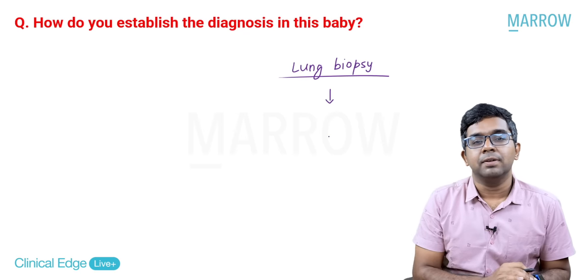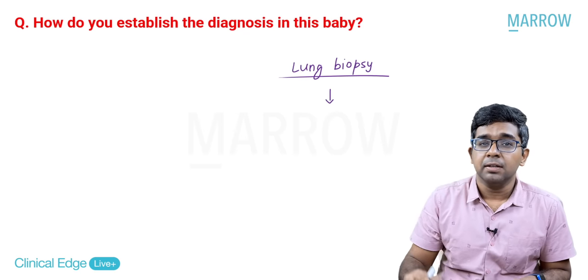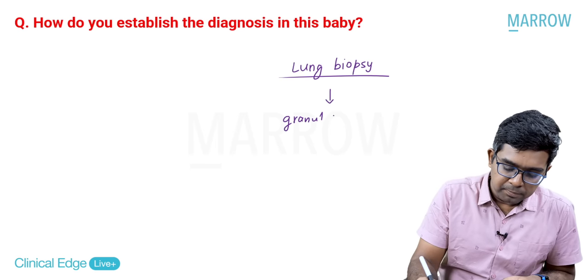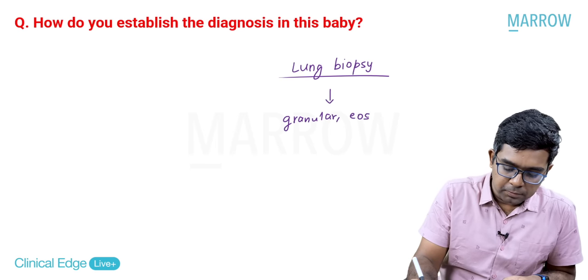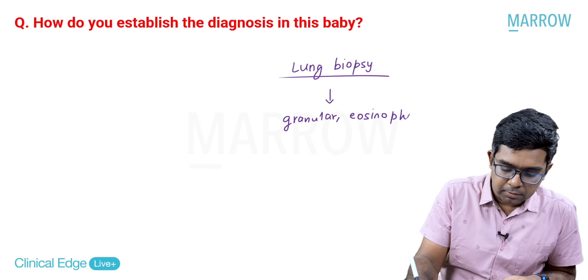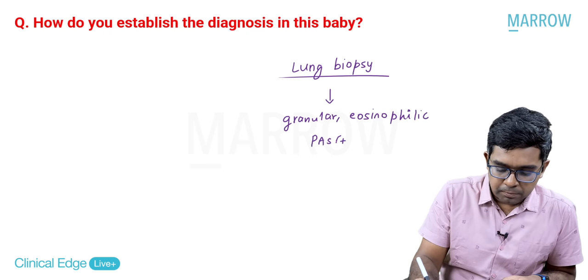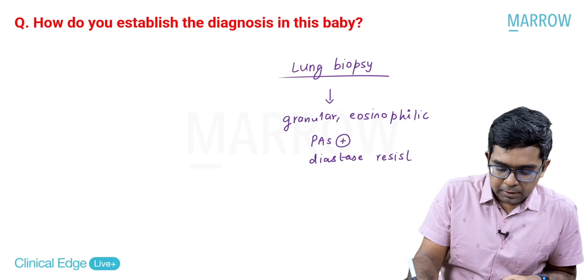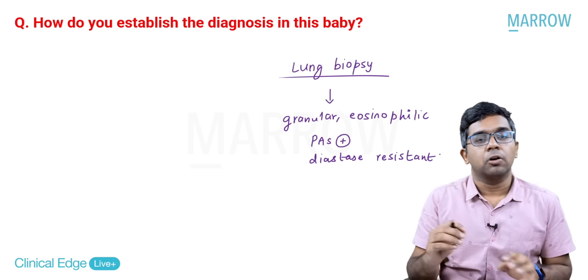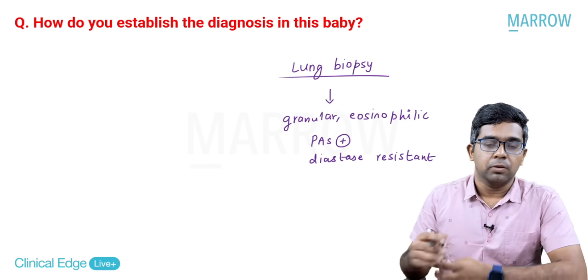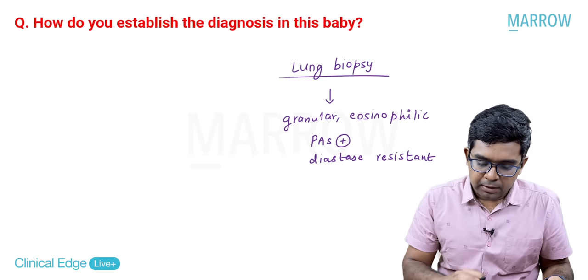You have to look for the evidence of that old acellular surfactant, which is appearing as a granular eosinophilic material, which is PAS positive as well as diastase resistant. This is a characteristic description of this particular inactive surfactant inside the alveoli. Okay, so that's about this particular clinical vignette.